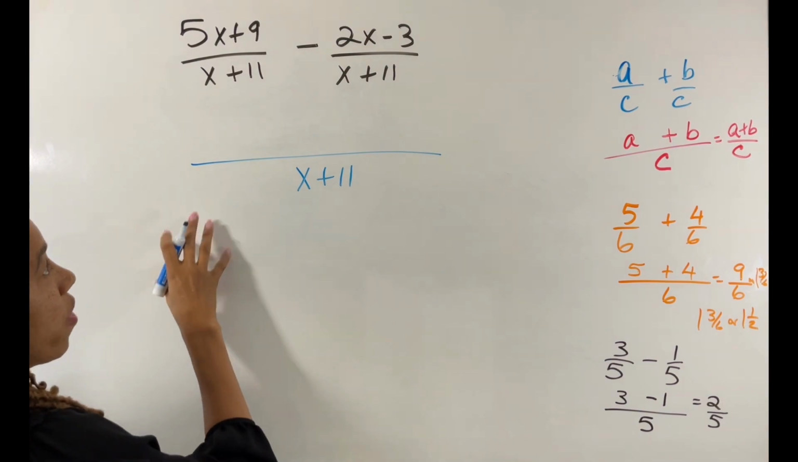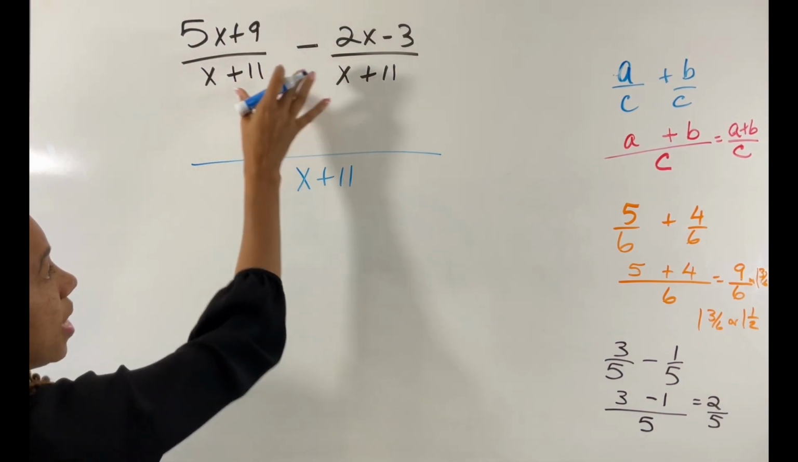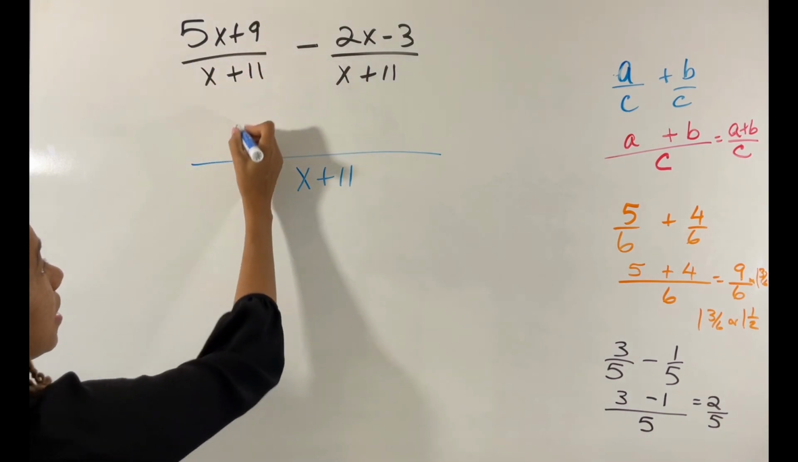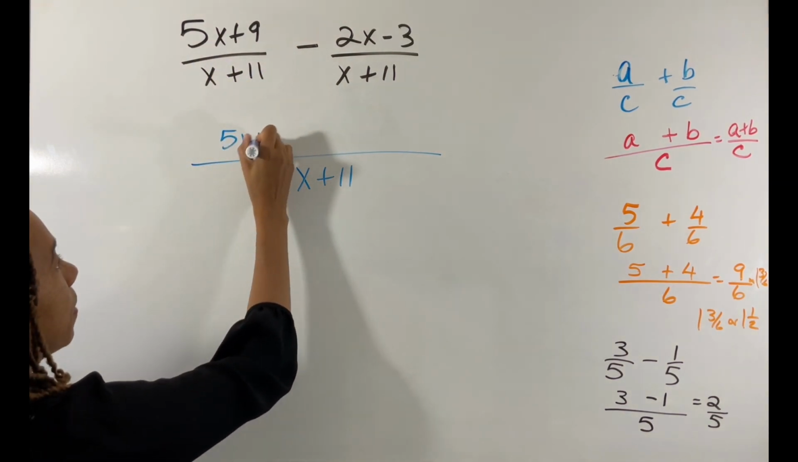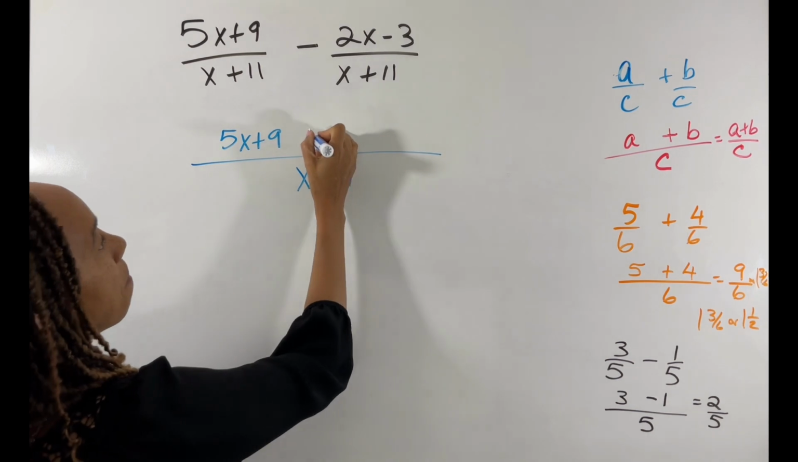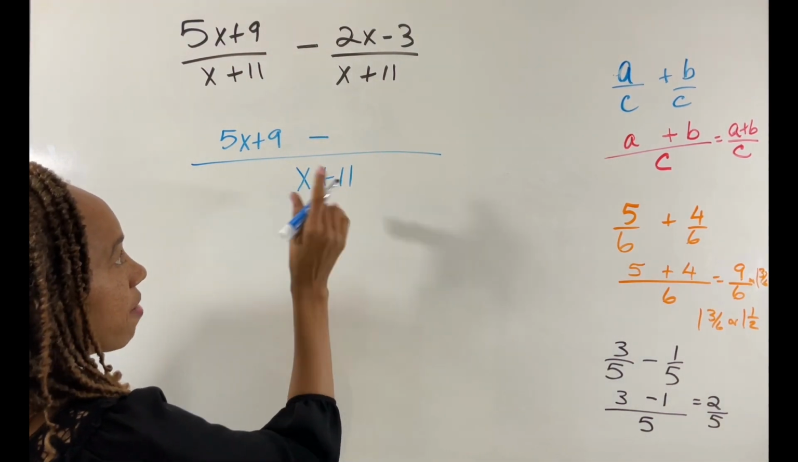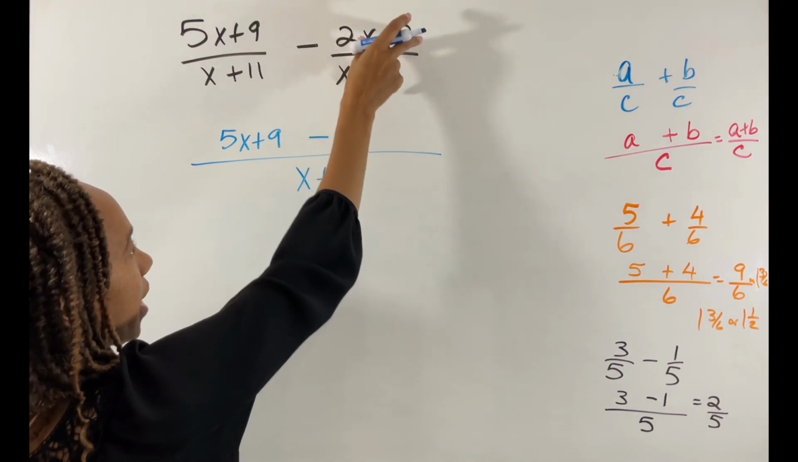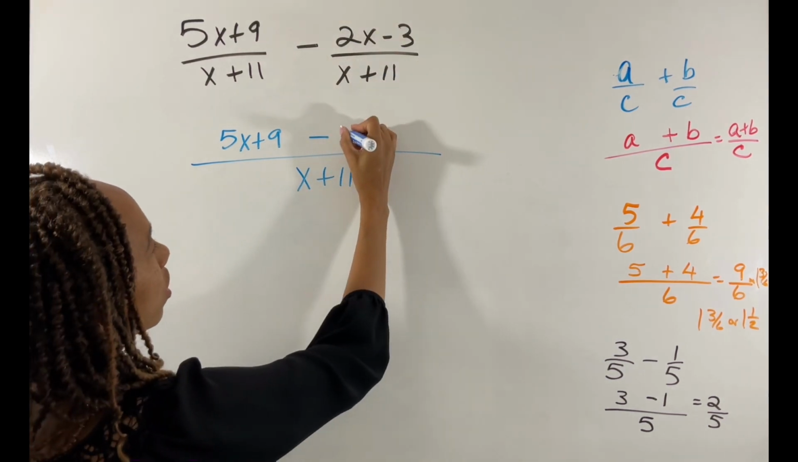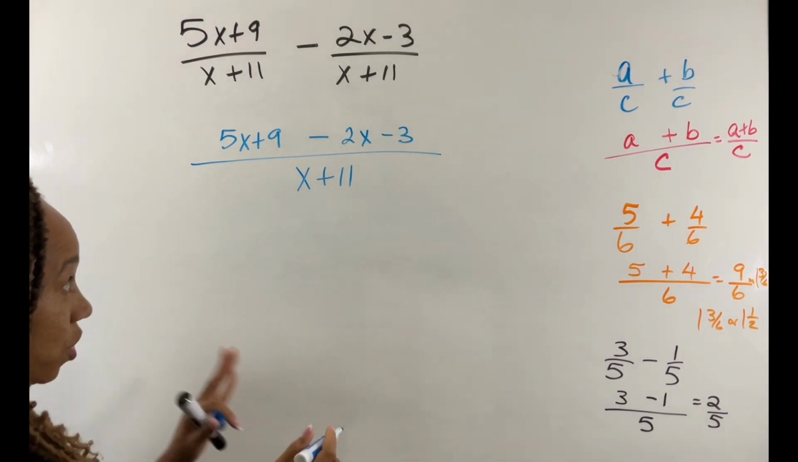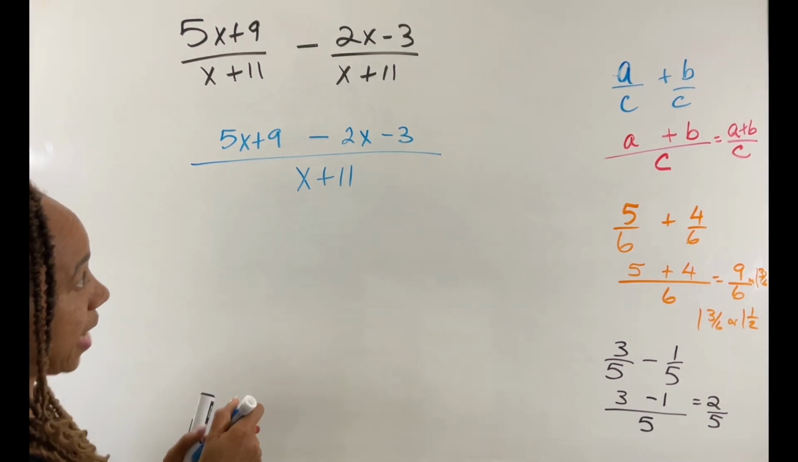And now we are going to say to ourselves, okay, x plus 11 into x plus 11 is 1 time. 1 times 5x plus 9, we're going to simply write 5x plus 9 here. Minus x plus 11 into x plus 11 is 1 time. 1 times 2x minus 3 is going to simply be 2x minus 3. So that's our second step.